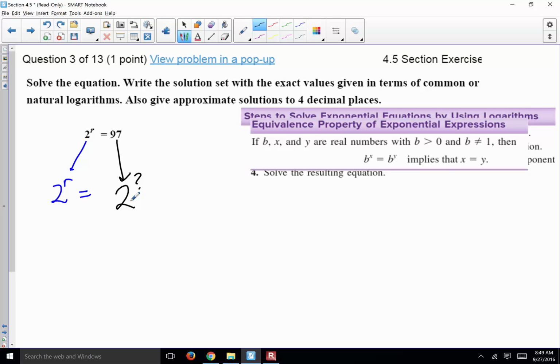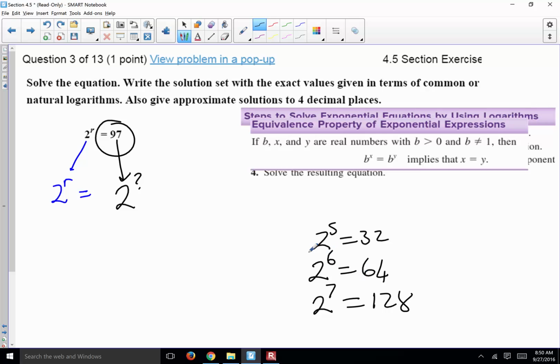Fifth power, 6th, 7th, 8th. None of the whole powers of 2 is 97. Look, I can try 2 to the 5th, that's 32. Oh, we are short. Just increase one more, that's 64. Increase one more, and we pass the target. So I know there is a power between 6 and 7. I can't put my finger on it. It's 6 point something. I don't know.